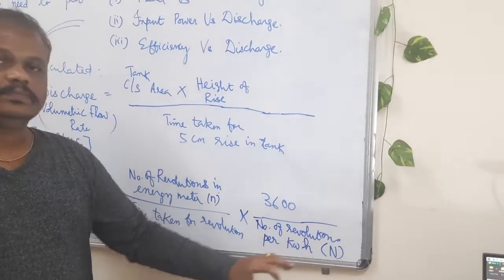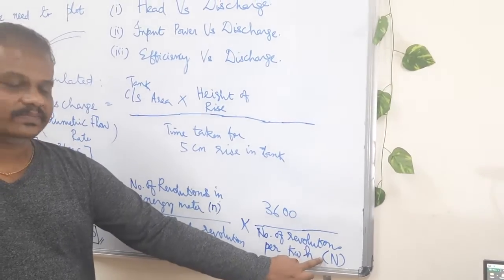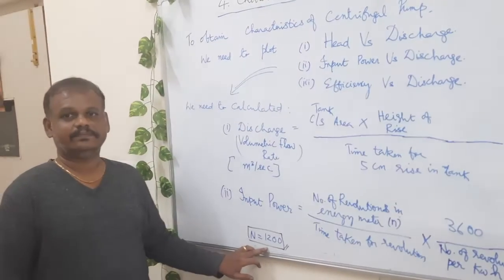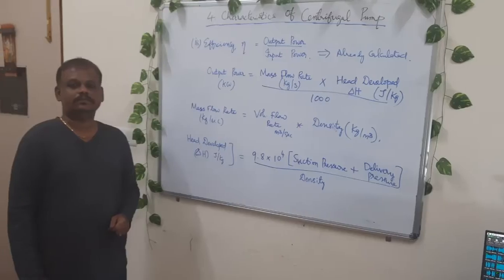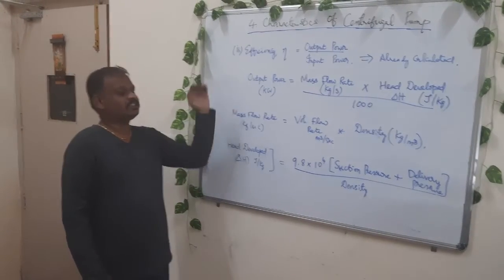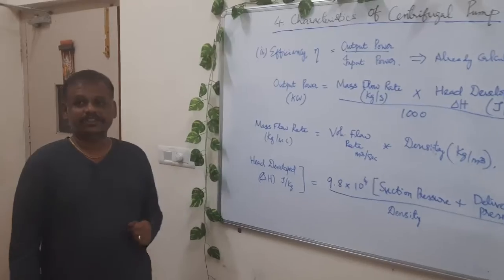So for the revolutions per kilowatt hour, this n value is 1200. So next we have to calculate efficiency.